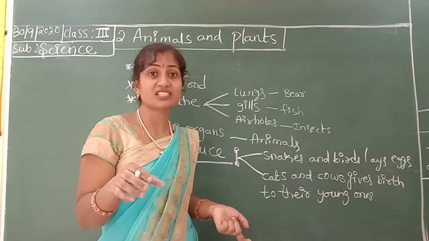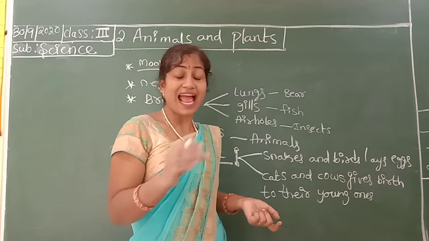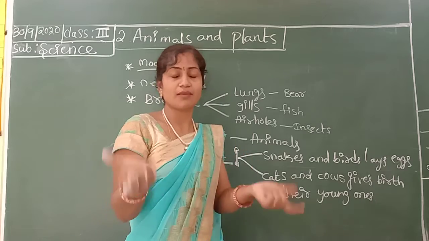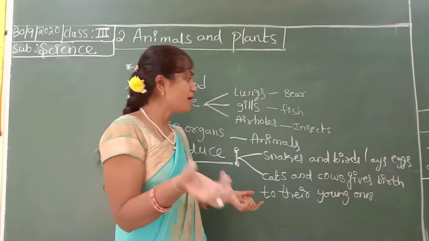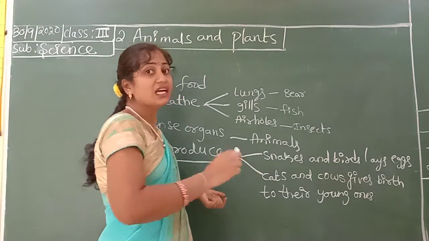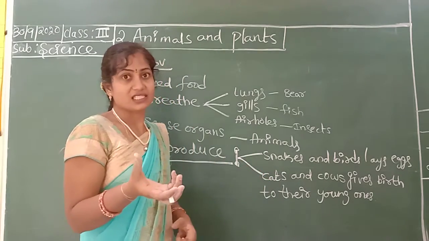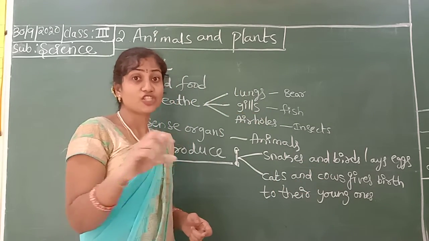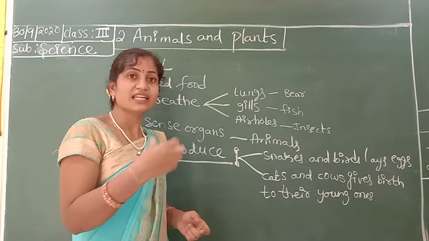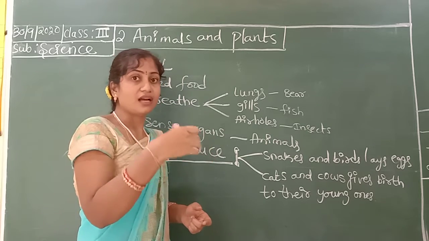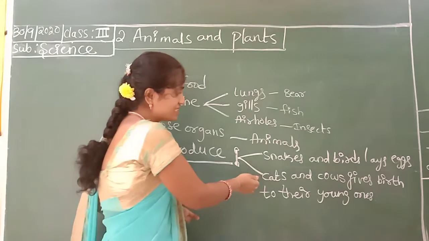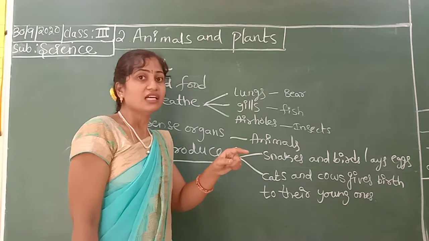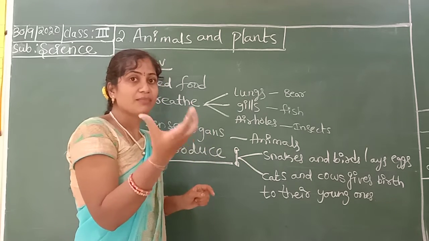Their babies hatch. Hatch means they break the egg and the baby comes out. So babies hatch from their parents' eggs. Okay children, snakes and birds lay eggs. The babies hatch out of the eggs. Then they will grow. Okay children, snakes and birds lay eggs, the babies hatch, and afterwards they grow.